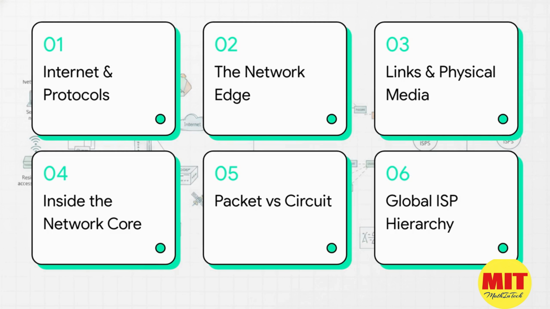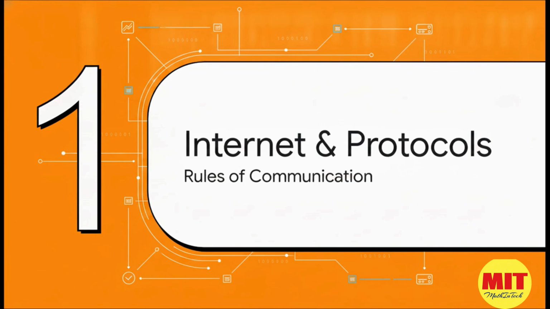Okay, let's quickly look at our roadmap for today's session. Number 1. The Internet and Protocols. 2. Exploring the network edge. 3. Links and physical media. 4. Inside the network core. 5. Packet versus circuit switching. And finally, 6. The global ISP hierarchy. Let's kick things off with Section 1, the Internet and Protocols.